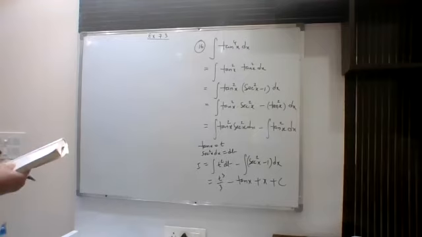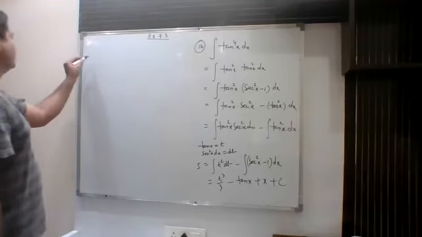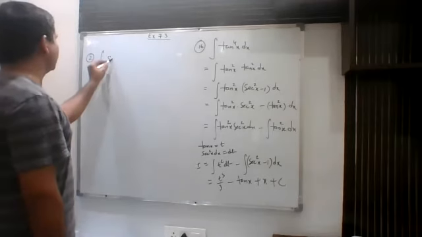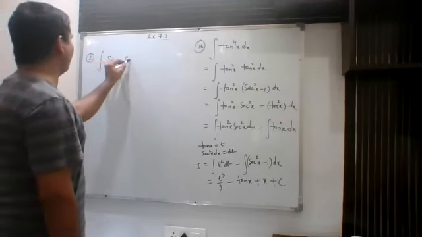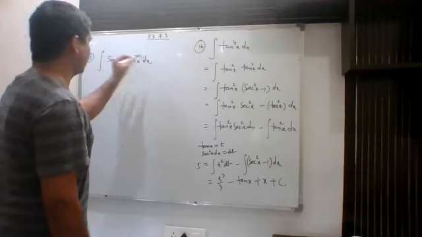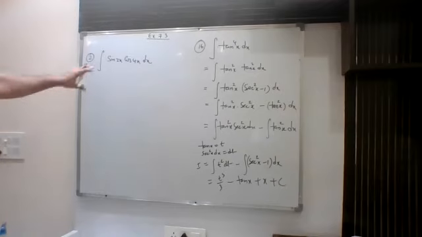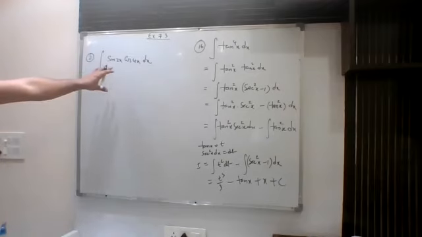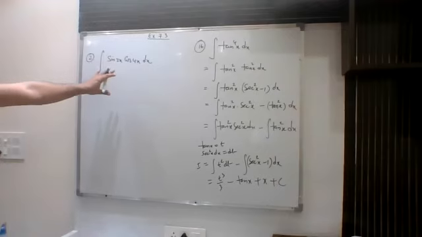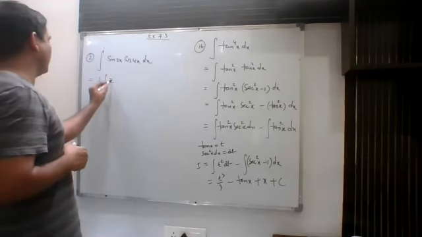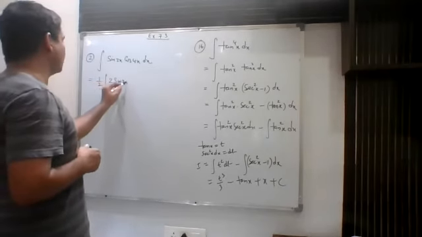Okay, so next is number 2. In question number 2, this is the integration of sine 3x cos 4x dx. So how to integrate this type of expression? Now here we had written formula number 4 from class 11 trigonometry. So first of all you will multiply and divide it by 2. So how can we write it?